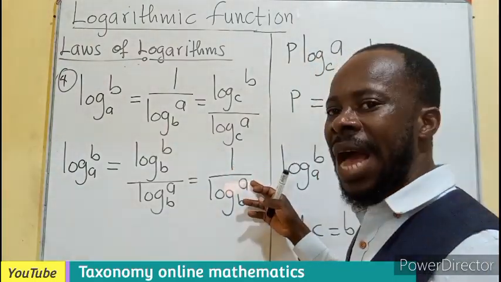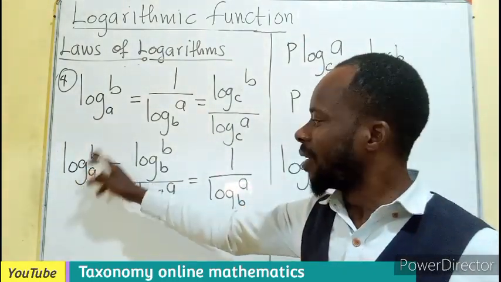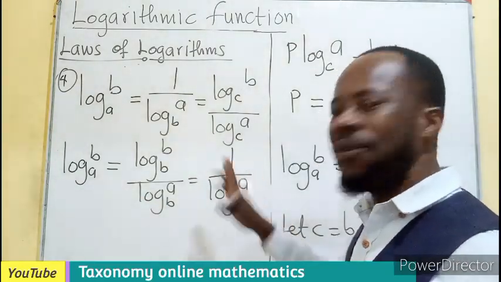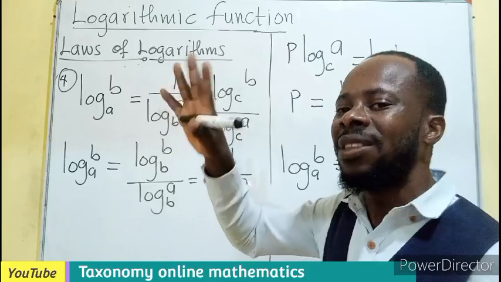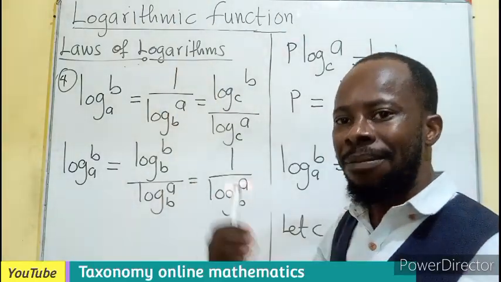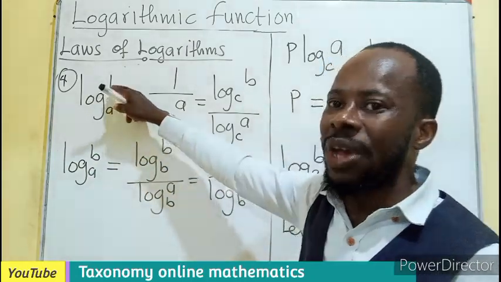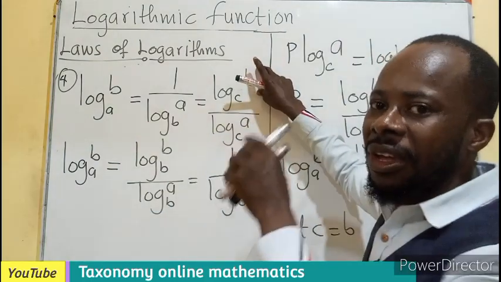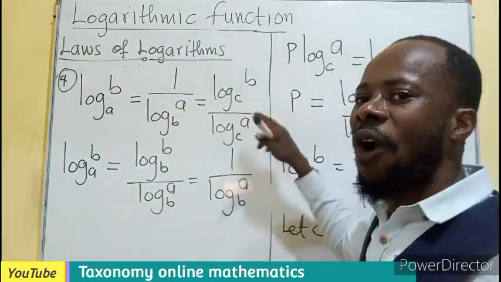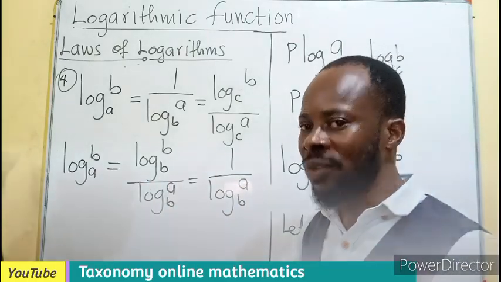Meaning, the argument here is b and the base is a. The argument is now a and the base is b. That is if you don't want to introduce a different base, a different number. But if you want to introduce a different base, then the argument is going to be the argument of the numerator. Then the base becomes the argument of the denominator, still with your new base you are introducing.